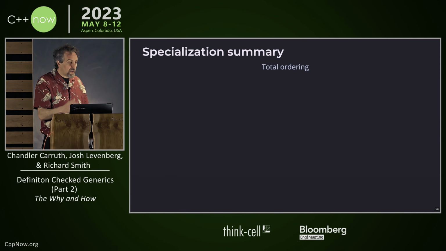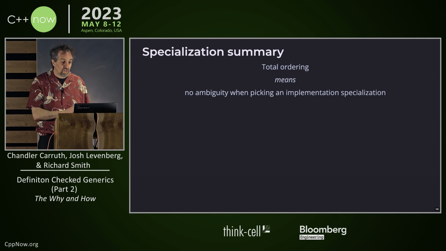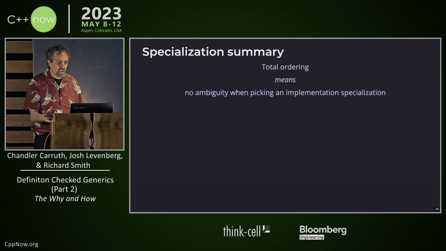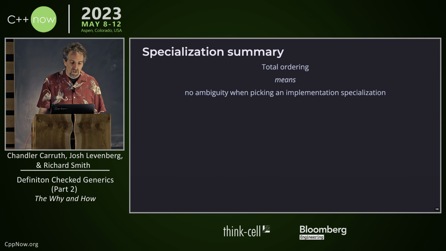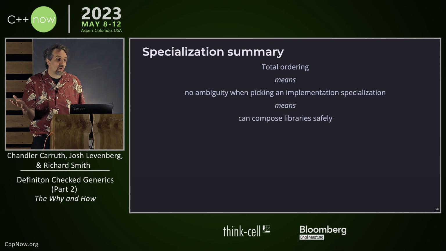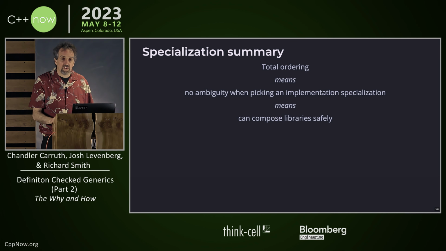So in summary, having a total ordering means no ambiguity when picking an implementation specialization, which means we can compose libraries safely and evolve libraries safely.